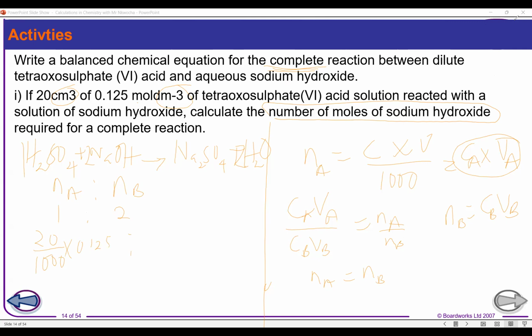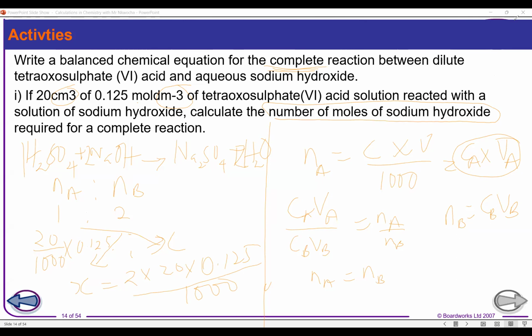So ratio x. That's number of moles. That's very simple. At the end of the day, you cross multiply this and this. So 1 times x is x. So you have 2 times 20 times 0.125 divided by 1,000. So you have automatically solved that question because you recognize that is the reason why they asked you to write that equation. You recognize that stoichiometrically, 1 mole of acid will require 2 moles of base. And that means that you understand that concept.